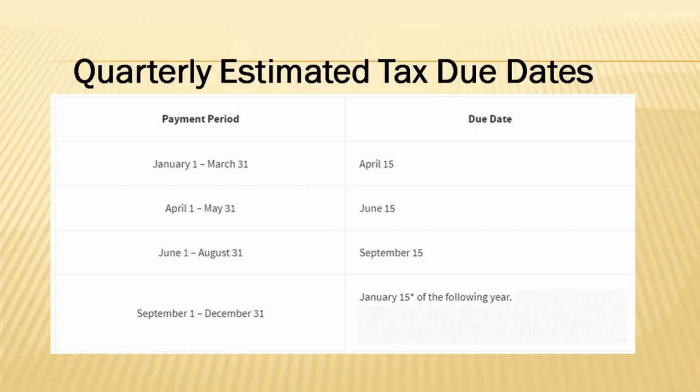encompasses 3 months, which is normally what a quarter consists of. Then you have your third quarter that also encompasses 3 months, which is what a quarter consists of. But then second quarter is only 2 months, and then fourth quarter encompasses 4 months. So keep that in mind when you are paying your quarterly estimated taxes.